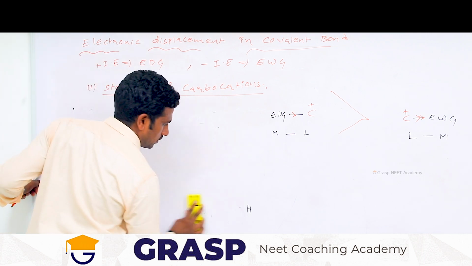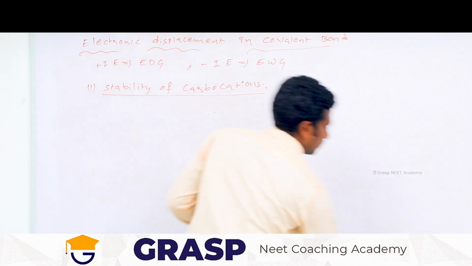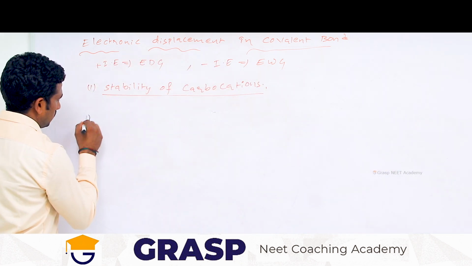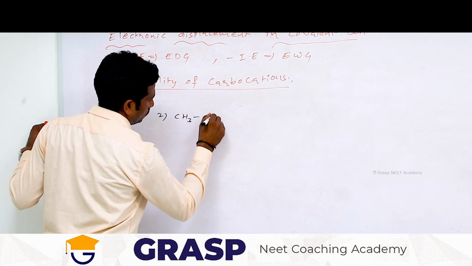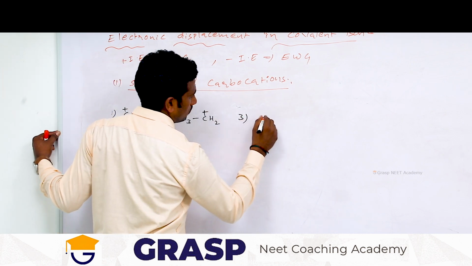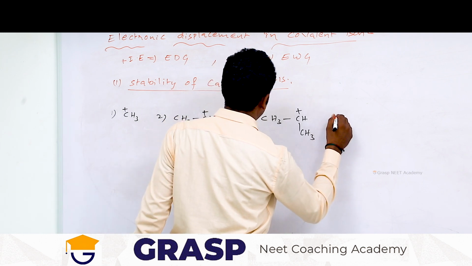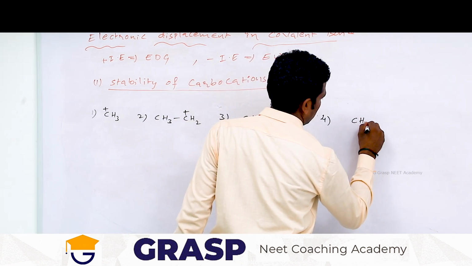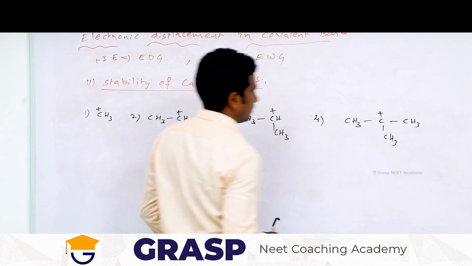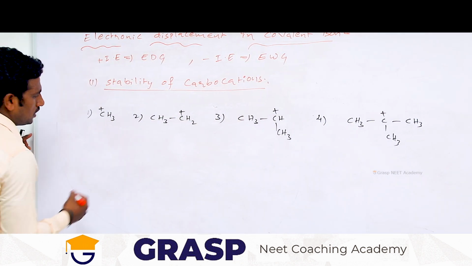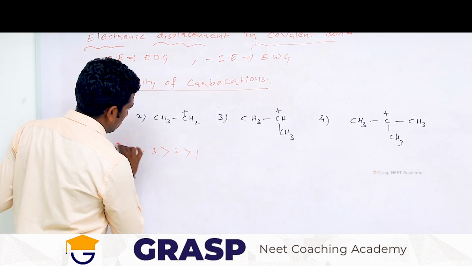Based on this, you can understand carbocation stability through one more compound. See, the first is CH3 plus. The second is CH3 and CH2 plus. The third is CH3 with CH and CH3 plus. And the fourth is C positive charge with CH3, CH3 and CH3. Among these, what is the stability order? Definitely 4 is more stable, then third, then second, then 1. That is the stability order.